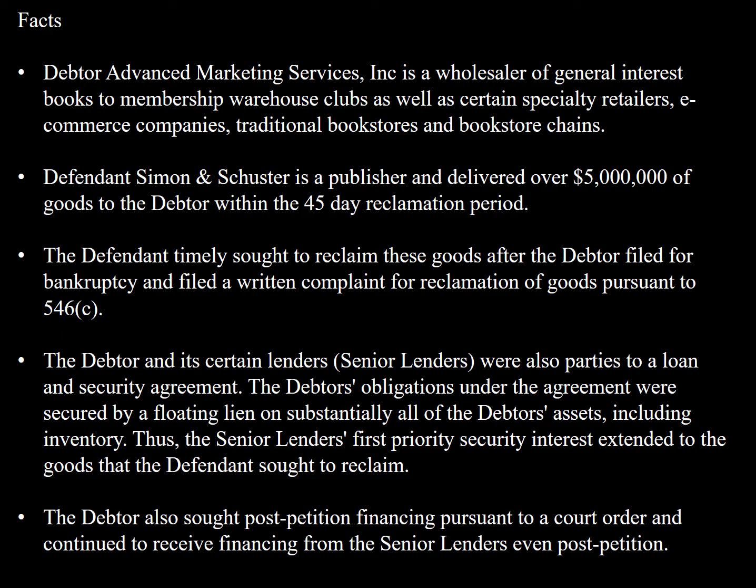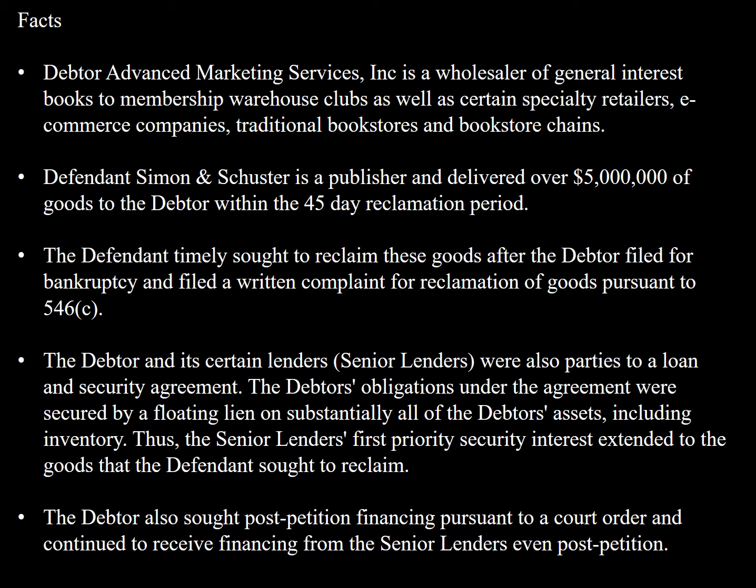So the case is Simon and Schuster. It's a post-2005 amendment case, interpreting that new law. Well, the sad story here for Simon and Schuster is as follows. They delivered $5 million worth of goods. That's a lot of books. I assume it's books, to a wholesaler, a dealer of books, and provided the proper notice.